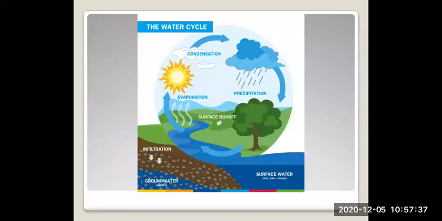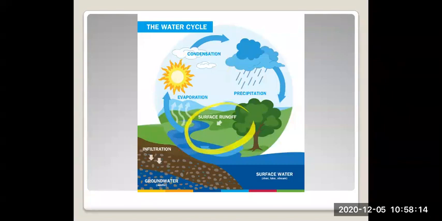Whenever you see stage three, the water has condensed. At that time the air cannot hold it anymore, so the clouds get heavier, and water falls back in the form of rain, snow, hail, etc. So this is what precipitation, stage three of the water cycle, explains here.